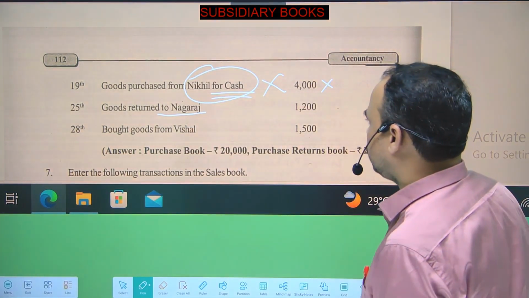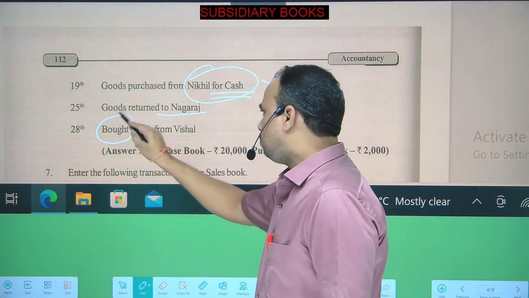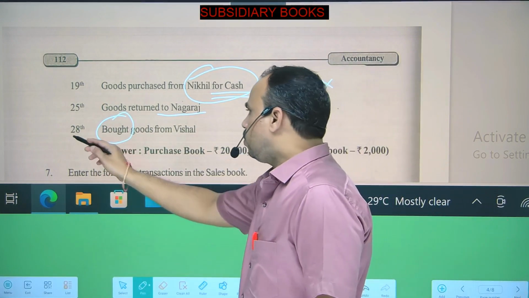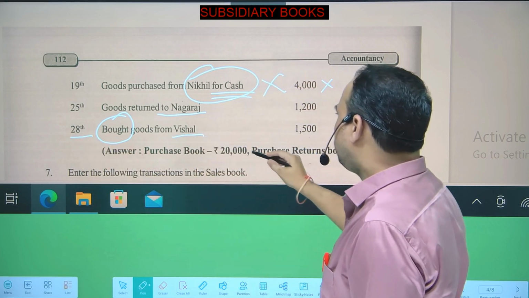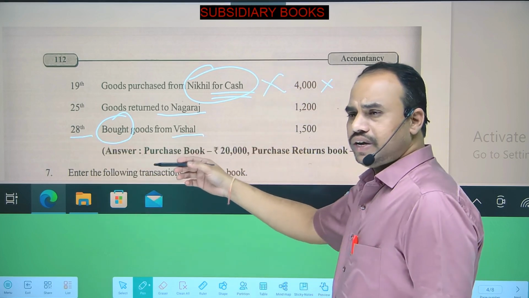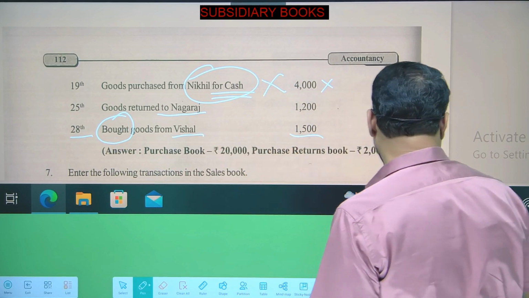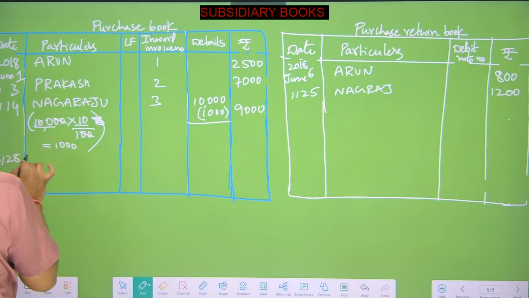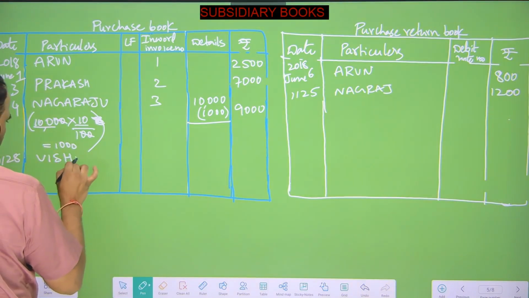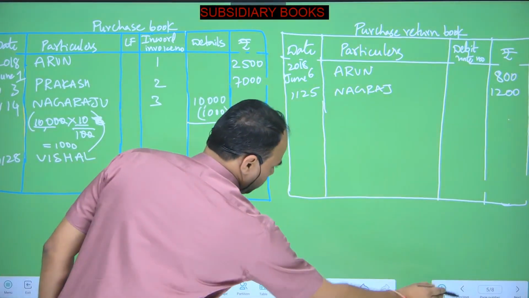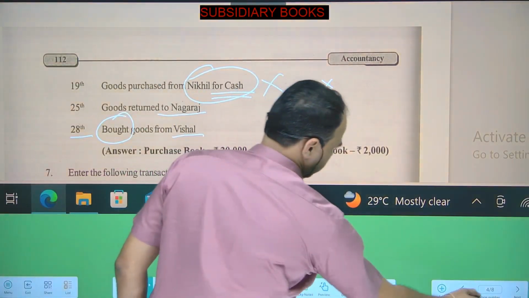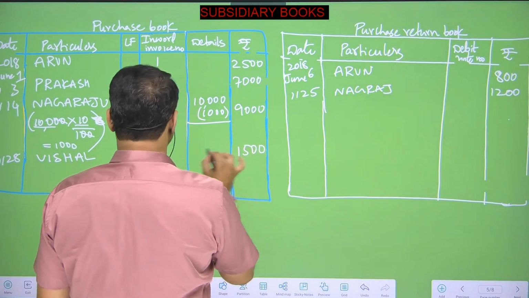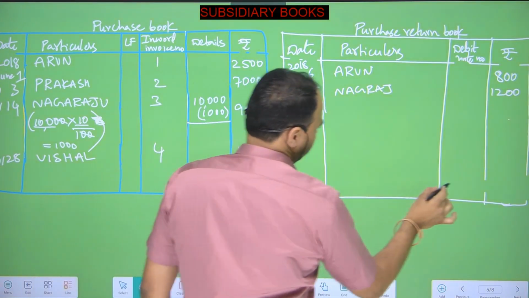See the last transaction, bought goods from Vishal. Bought means nothing but purchase. So 28th date, Vishal name, not Vamshi, Vishal name, amount 1500 we have to write. So date 28, name Vishal, and the amount is 1500. Number is 4. Now all transactions are completed.